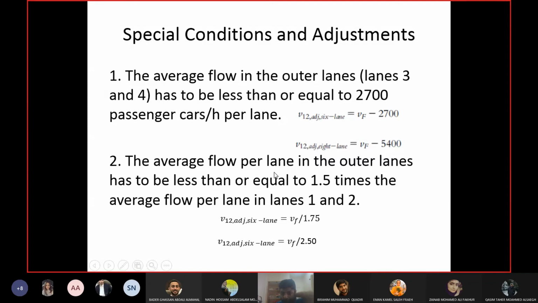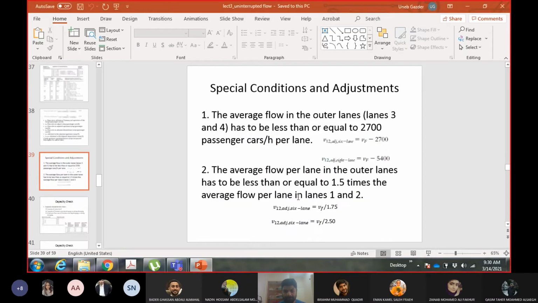The average flow per lane in the outer lane has to be less than or equal to 1.5 times the average flow per lane in lanes 1 and 2. Okay, so if you do not follow this condition, then you will calculate the flow rate in the adjacent lanes using this. I think this should be 8-lane. You can make the correction.